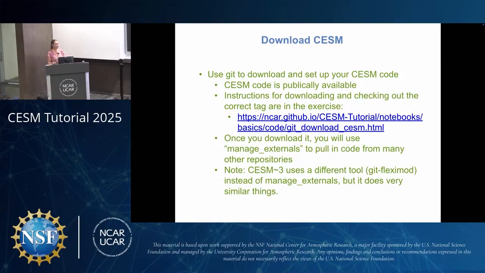So CESM is fully open source software that we can share with everybody. You can access it freely no matter where you are. We use GitHub and Git to manage our code. The instructions for downloading and checking out the correct tag are in that first exercise. And then once you download it, you're going to use manage externals, because this is CESM2, to pull code in from many other repositories. So CESM has models from all different parts, like Peter's probably talked about this morning. And so manage externals brings in the code from all the different repositories and sets it up for you and makes it ready for your experiment.